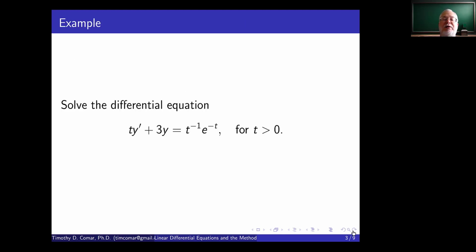So here's our example now. We're going to solve the following differential equation. Here we have t times y prime plus 3y equals t to the negative 1 times e to the negative t. And again, we're only going to be solving here for t greater than 0, because as soon as we rewrite this, we're going to see that our domain cannot contain 0.